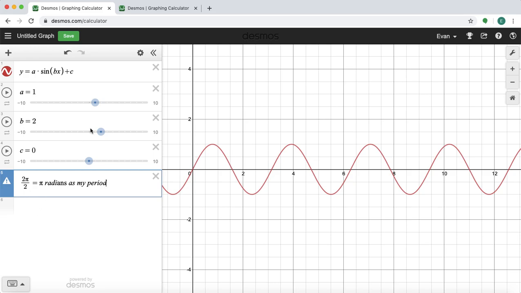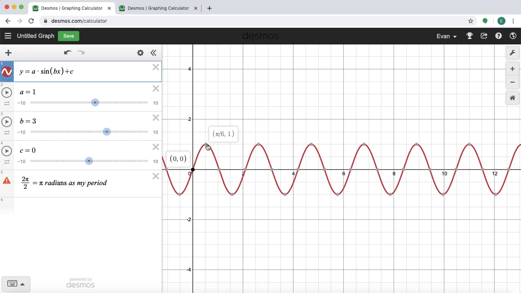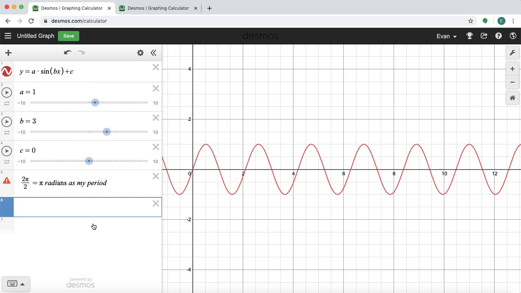All right, now what if we make it 3? Well, start at 0, 0, go up to my maximum, through the middle, down to my minimum, back to the start: 2 pi over 3. So 2 pi divided by whatever B is, that's 3. Hey, that's exactly what they're telling me it is right here. That's the simplest form. So this is my period in radians.